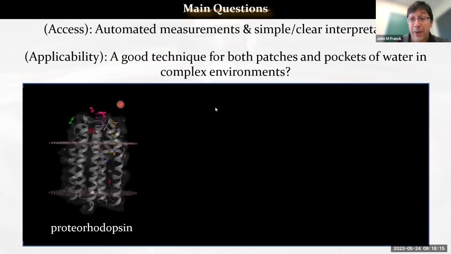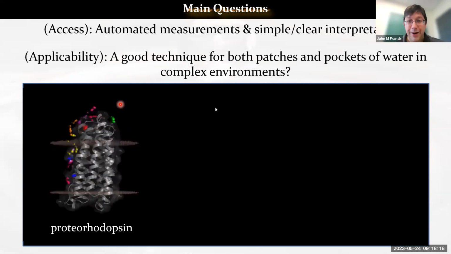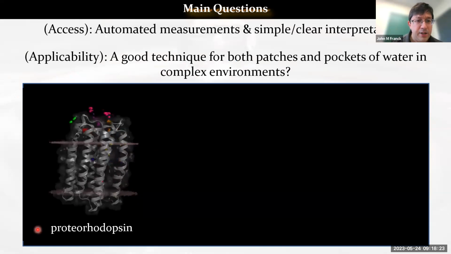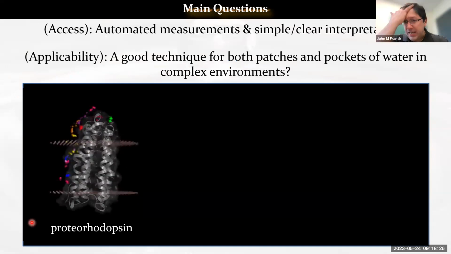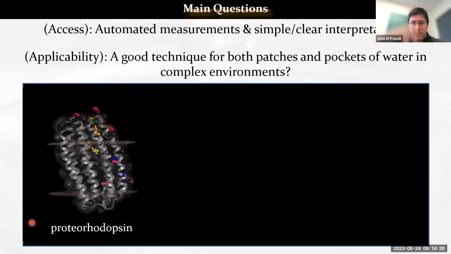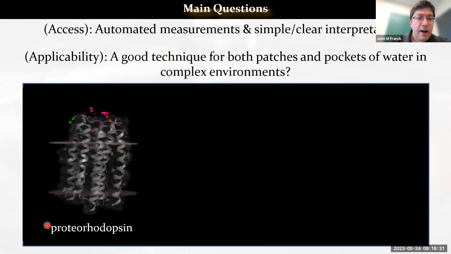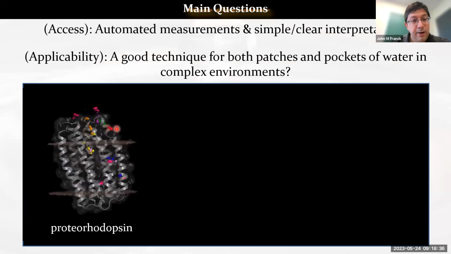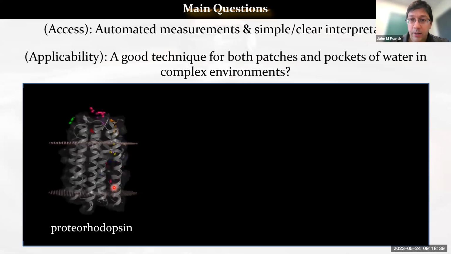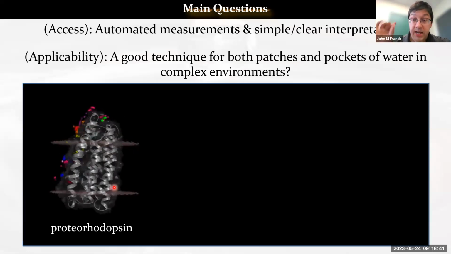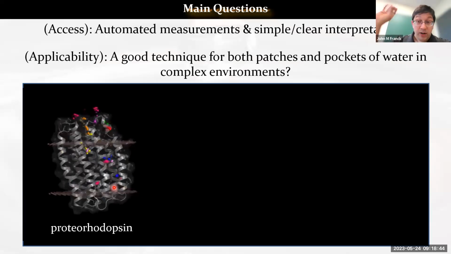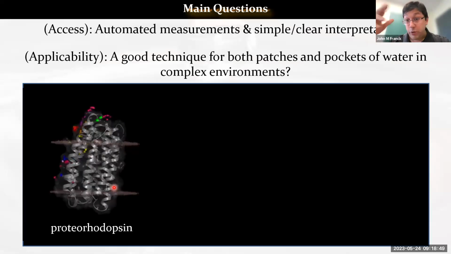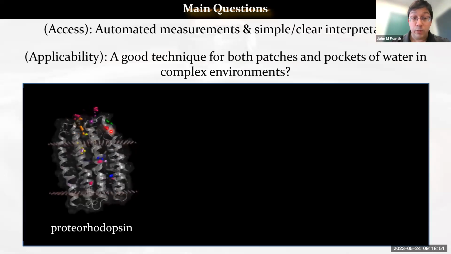Is this a good technique for both patches and pockets of water in complex environments? As you might have gathered, I'm more of a physical chemist, and so I really wanted to see that it was very practical for us to take a couple nice biochemical systems, spin label them at different sites and see what's going on. On the left here, I'm showing you proteorhodopsin. This is a transmembrane protein. And here I'm illustrating a Rosetta model of our library of spin labels. Each different color is where a differently attached spin label would go, and the distribution of positions we believe it would exhibit at room temperature, okay?